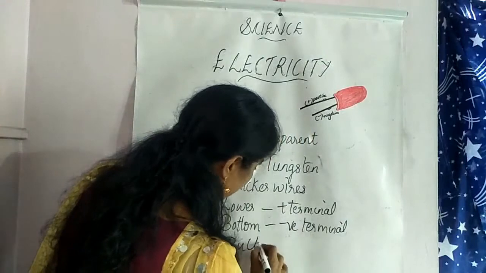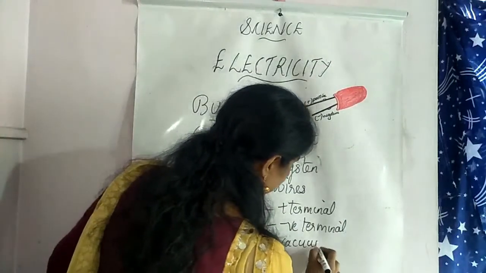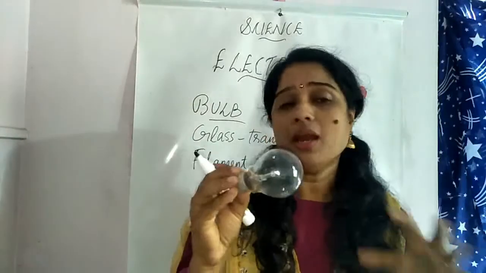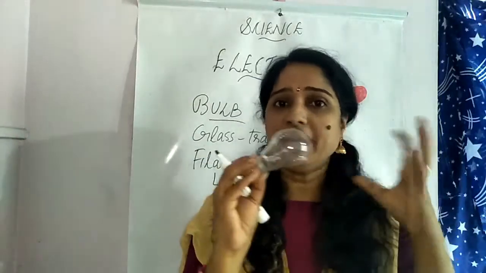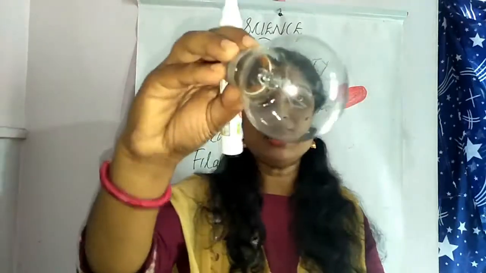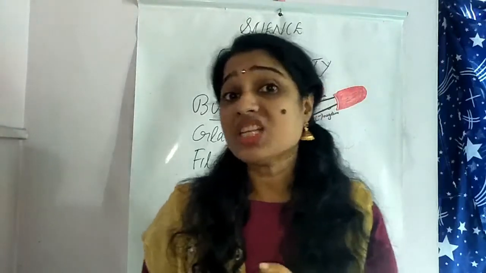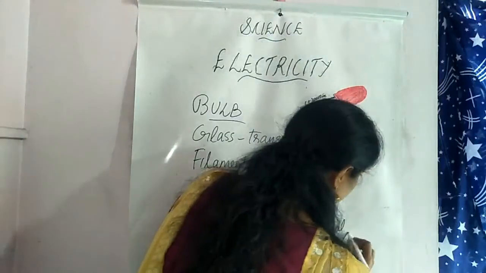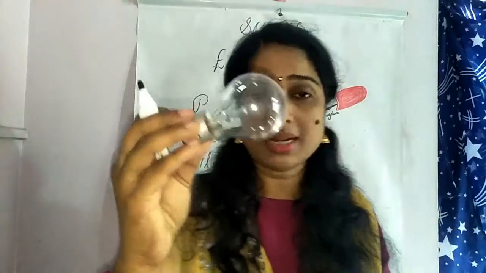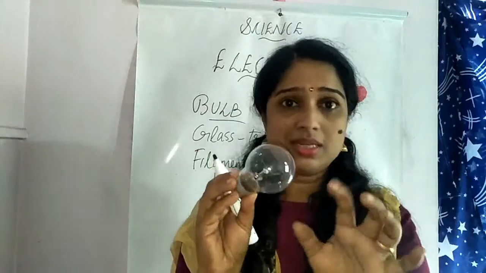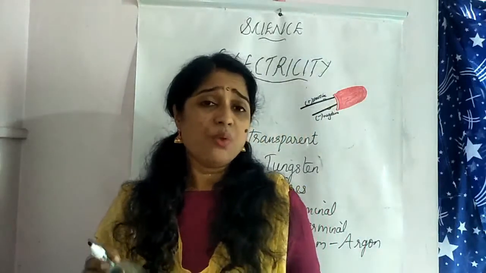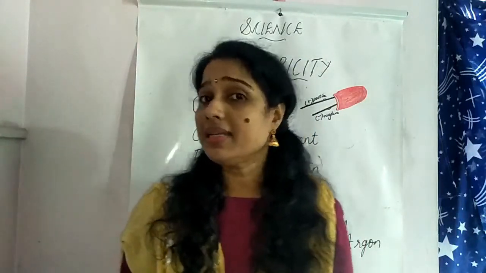The bulb is partially vacuum. Who can tell me what is meant by vacuum? That is it, completely free. Partial means a small part. Completely vacuum means nothing is there. Then partially vacuum: inside the bulb you can see nothing is there. It is filled with a gas known as argon. Another important thing. It is filled with which gas? Argon. Have you heard of argon gas? If you haven't heard, now understand. Inside the bulb it is filled with argon.